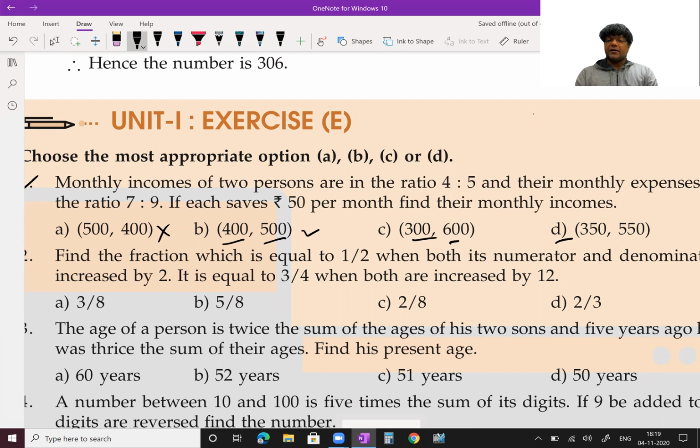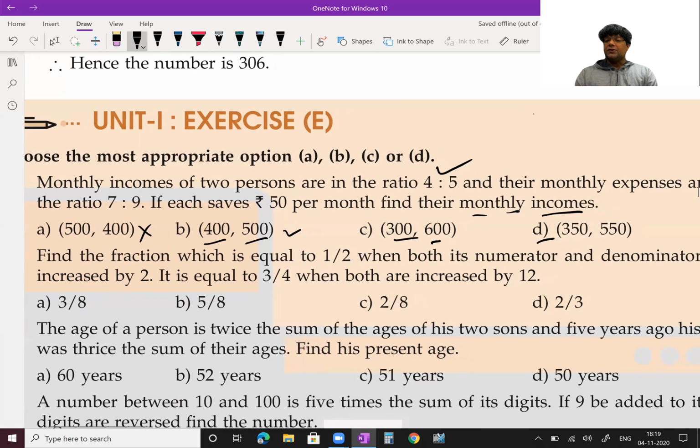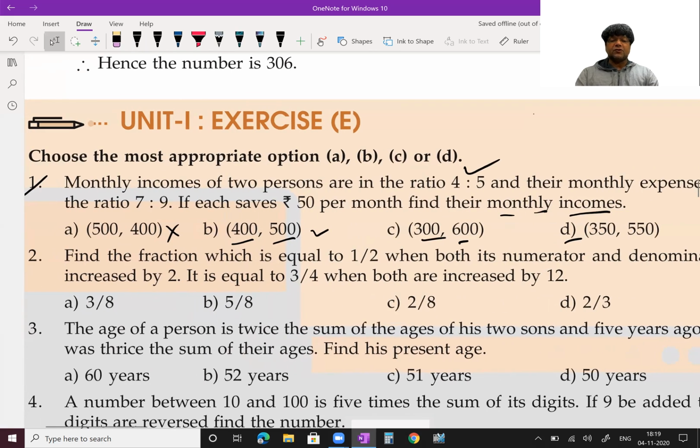Which option is satisfied? The first one. For which condition is it satisfied? The first condition only. Monthly income of 2 persons are in the ratio 4 is to 5, and they asked monthly income. A ratio 4 is to 5, 400, 500, satisfying. Check other conditions also. Their monthly expenses are in the ratio 7 is to 9. If each saves 50 per month, find their monthly income.